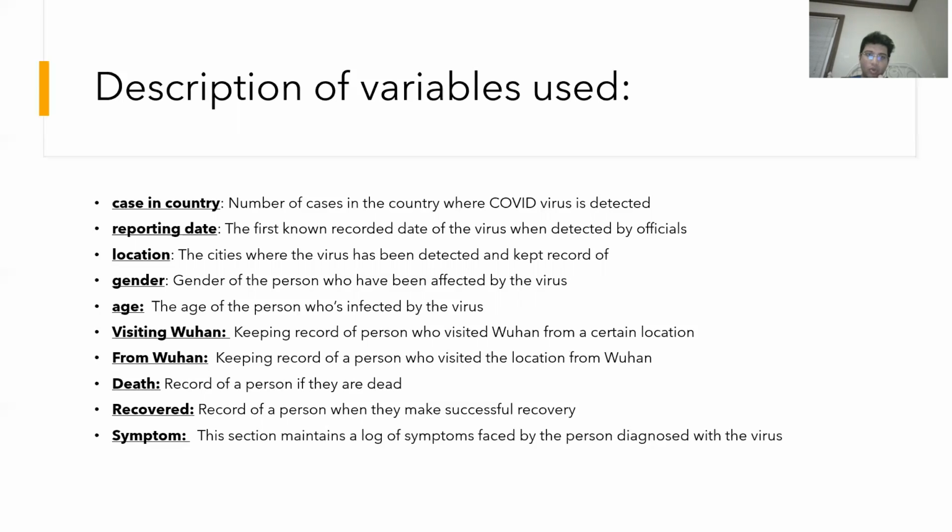Visiting Wuhan and from Wuhan is like keeping the record of people who visited Wuhan at a certain time from a certain location which is being mentioned in the data set, and from Wuhan. So it keeps a record of persons who have visited other places from Wuhan.